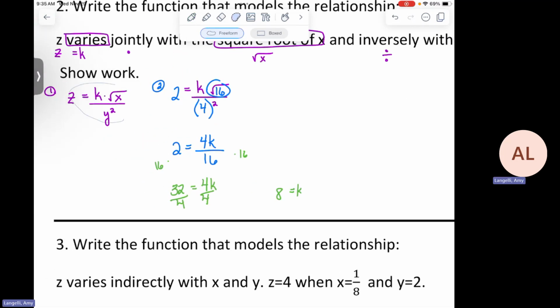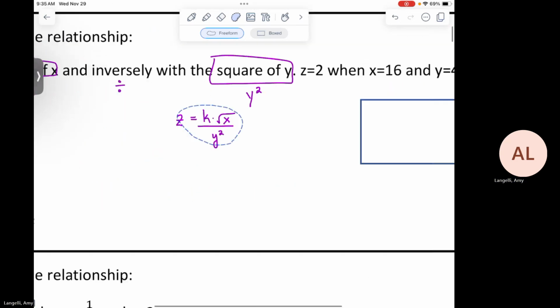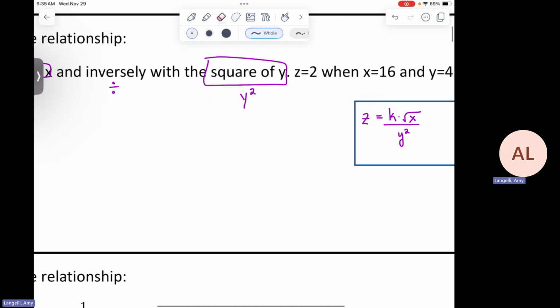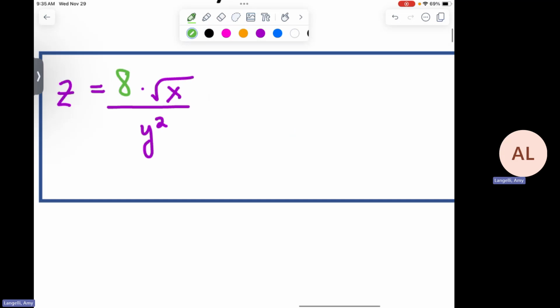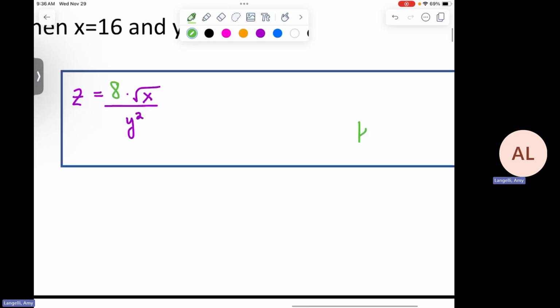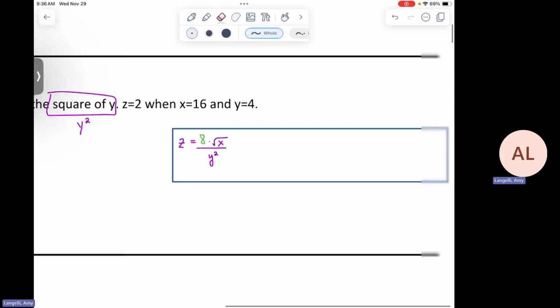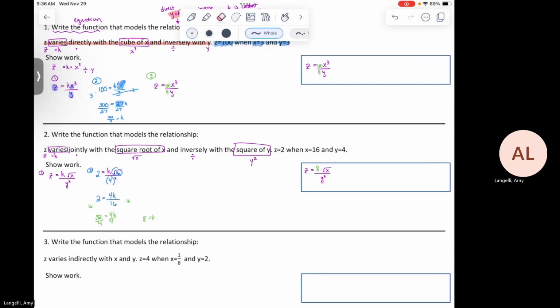Yep. I'm going to go ahead and duplicate that. I'm going to take it over to the answer box. Then I'm going to replace K with 8. A lot of times what I see on this is people will just write in this answer box K equals 8. That's not the equation. They asked you for the function, so you need the whole thing. If they asked you for the constant of variation, you could write K equals 8.